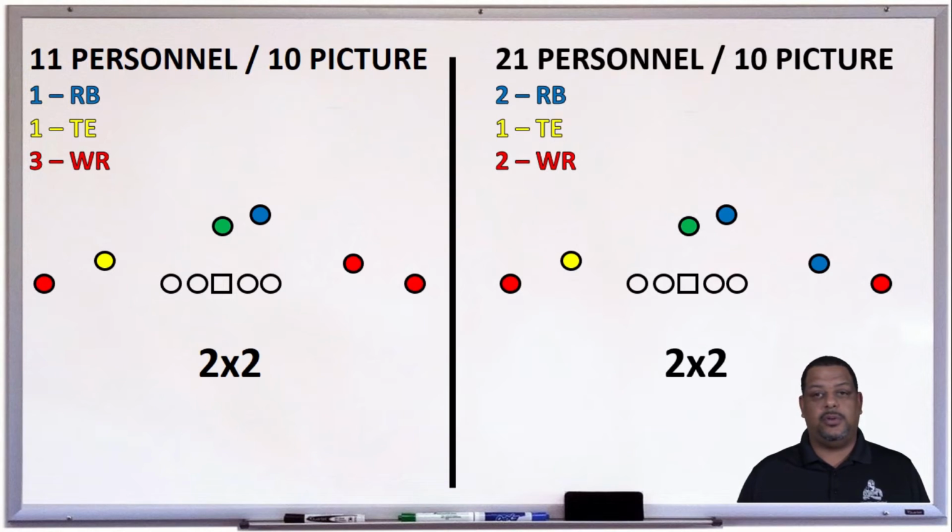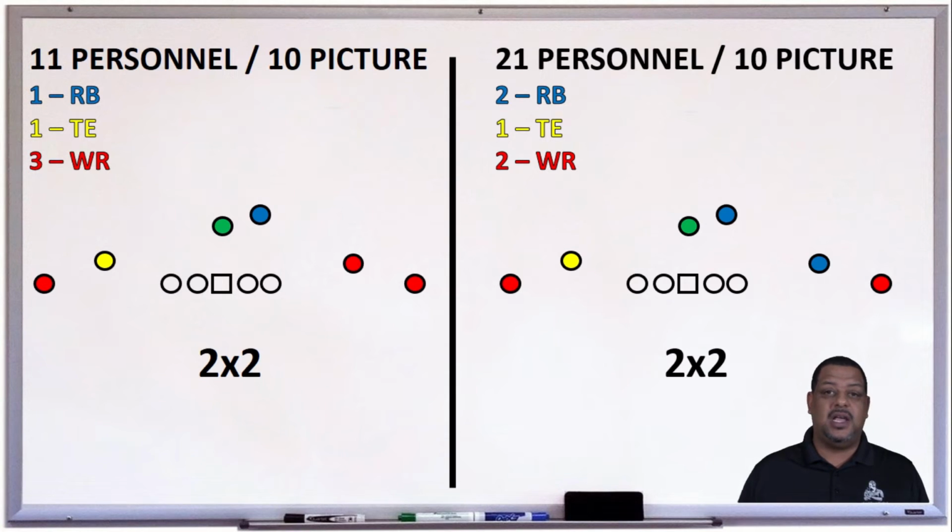Here's another example. 21 personnel, but giving you a 10 picture. You're starting to see this a lot, right? Why? Running backs can catch the ball out of the backfield now. All right, you used to have just a 3rd down back. Now these guys are lining up like wide receivers. All right, so you get a 21 personnel with a 10 picture.